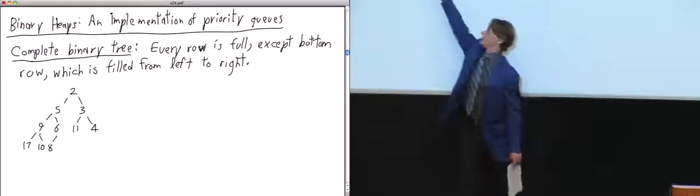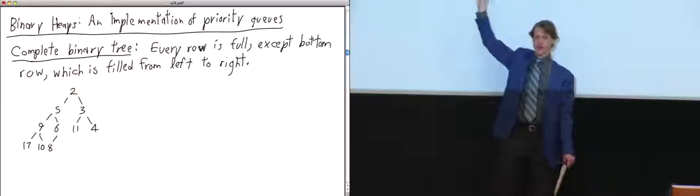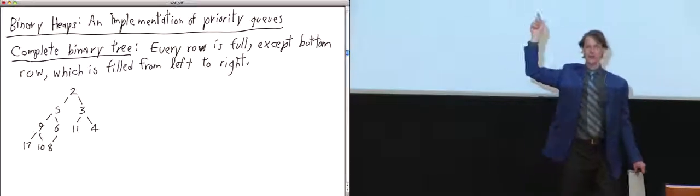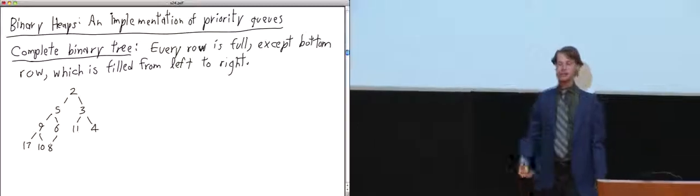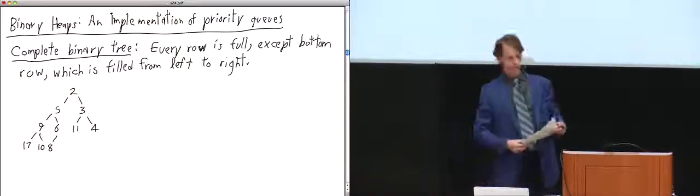And by the way, this 8 here, that's an example of a left child. So this is a binary tree. Every child is either a left child or a right child. And in a complete binary tree, you can't have a right child without having a left child.